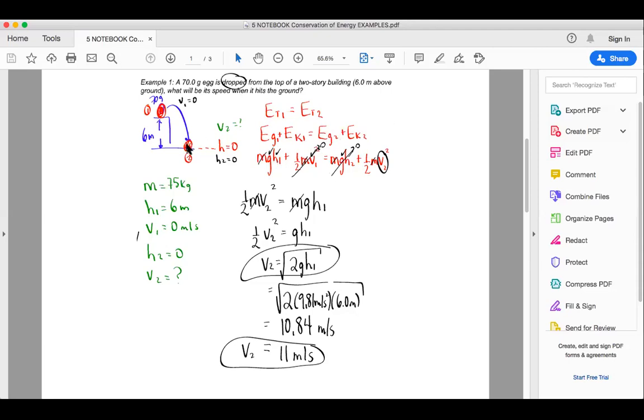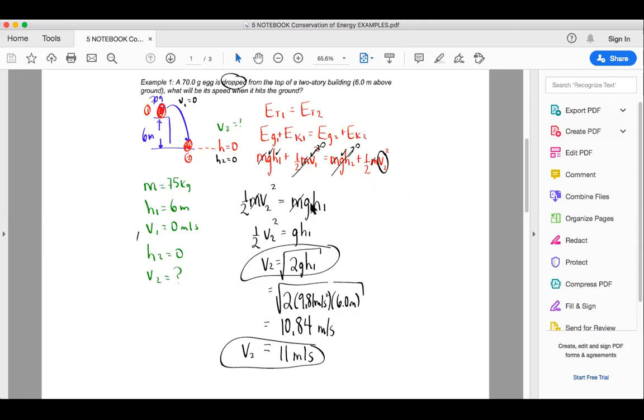Then if we look at the bottom, because we wisely set the bottom of the street to h equals 0, strategically, mgh2 goes to 0. So we have mgh1 equals 1/2 mv2 squared. Don't forget the squared. Then at this point, we can check off what we have and what we need. And notice that mass can be factored out of both sides and canceled out.